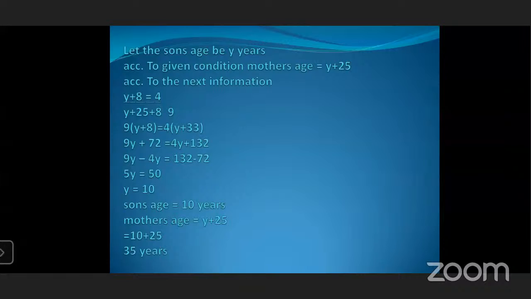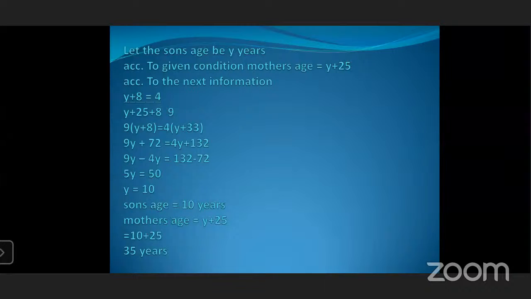Let's go through this again. Let the son's age be y years. What condition is given? The mother's age is 25 more than the son's age. Mother's age is 25 more, meaning plus 25. More than whom? The son's age. What is the son's age? y. So y plus 25.